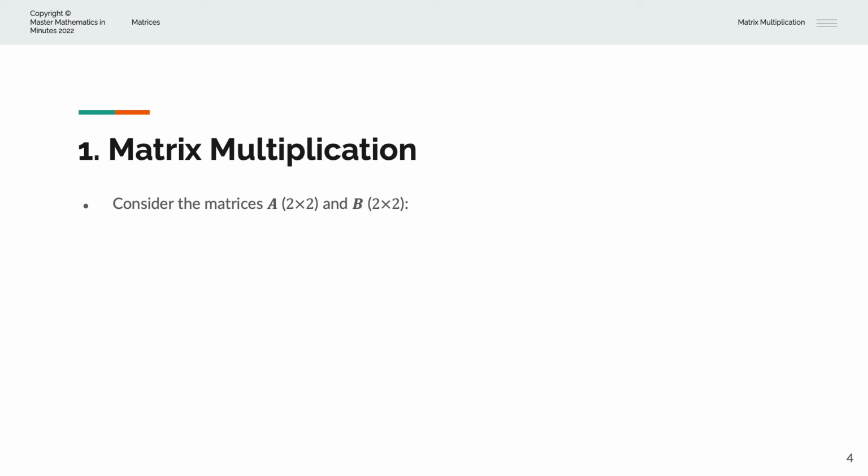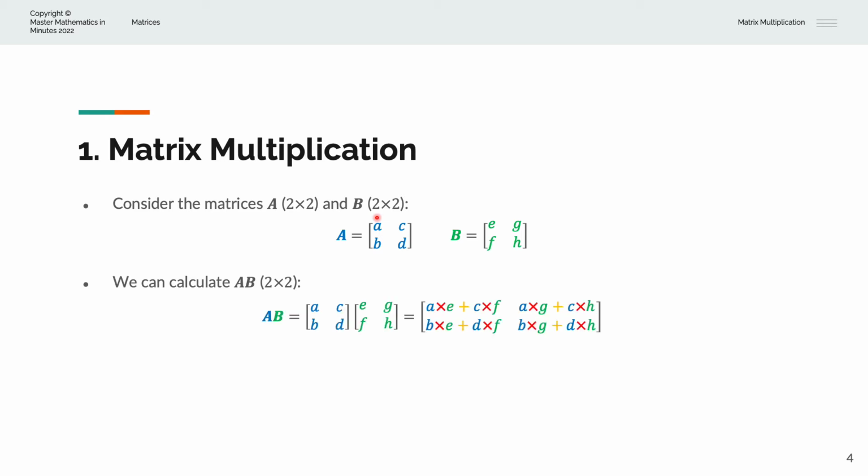Consider the matrix A, which is 2 by 2, and matrix B, which is also 2 by 2. So the number of columns of the first matrix and the number of rows of the second matrix are the same, and so we're able to multiply these two matrices. To do that, we can apply the matrix multiplication method. So we have A times B, and we've copied down matrix A and also matrix B. Step 1 is where we multiply the row elements of the first matrix against the column elements of the second matrix.